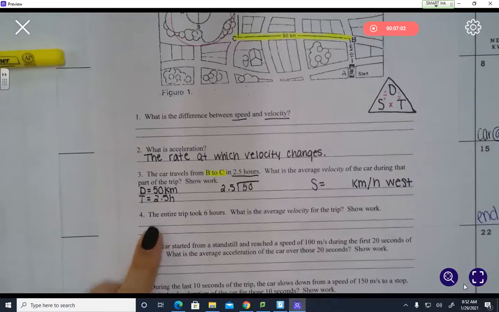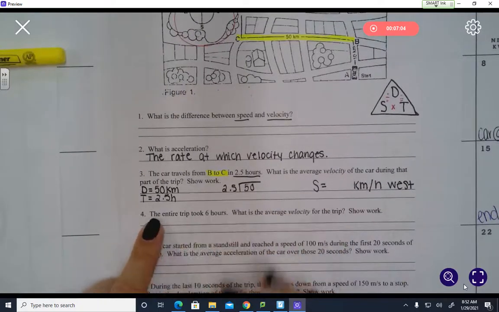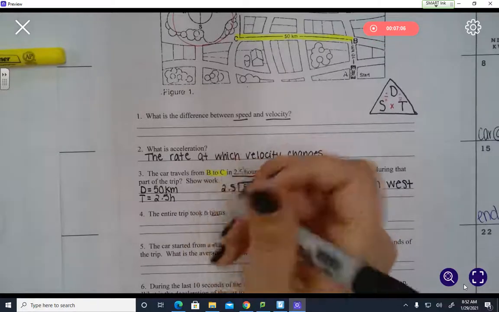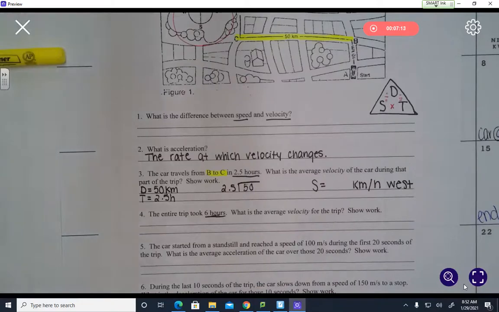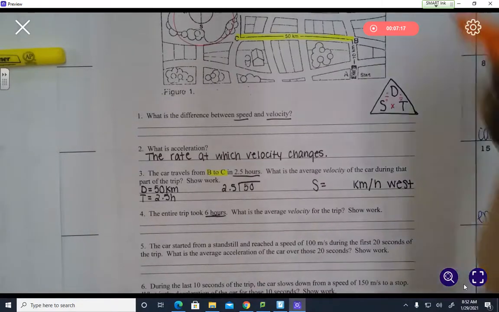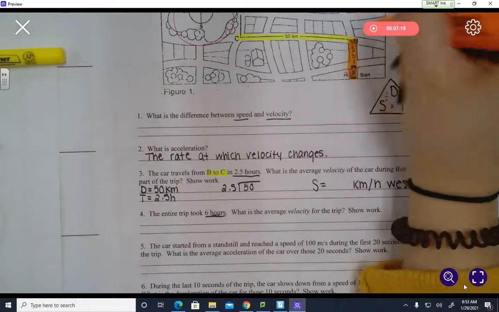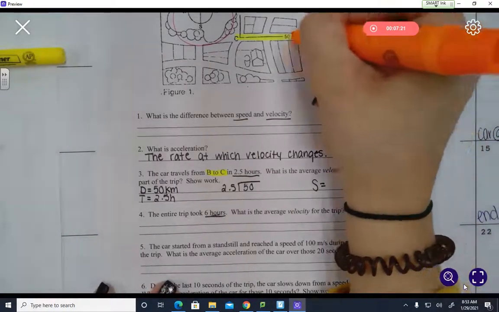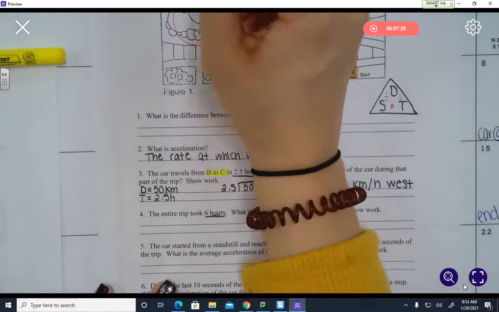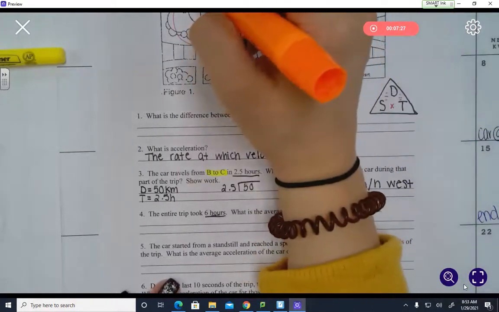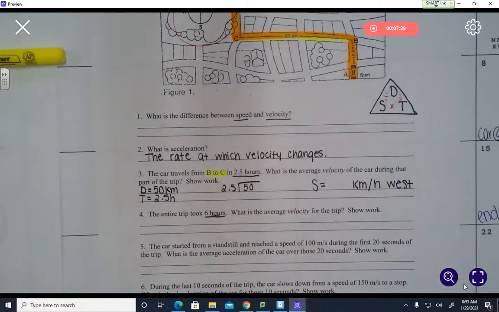Number 4, the entire trip took 6 hours. What is the average velocity of the whole trip? So we're not just looking from one place to another. We're looking from A to B, from B to C, from C to D, from D to E. And then we ended there. So what was our entire trip?